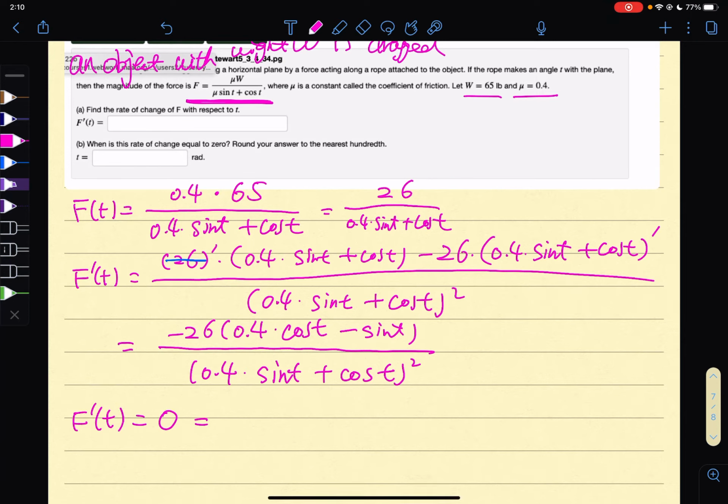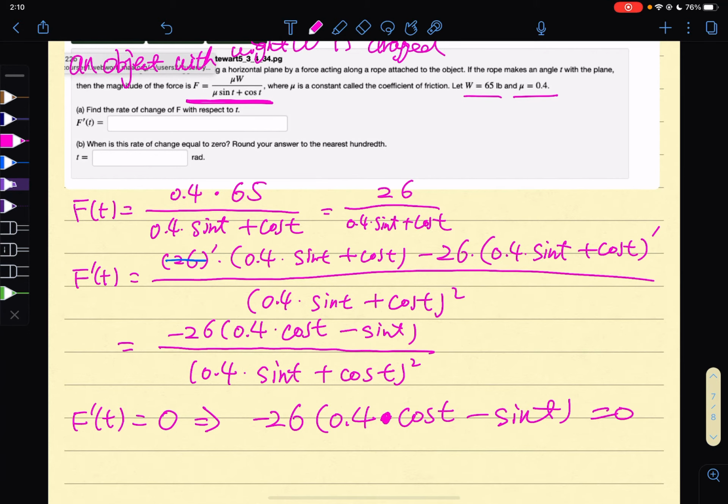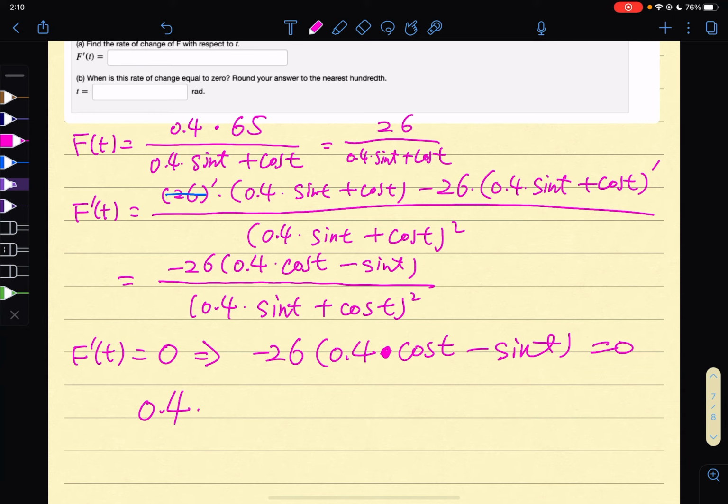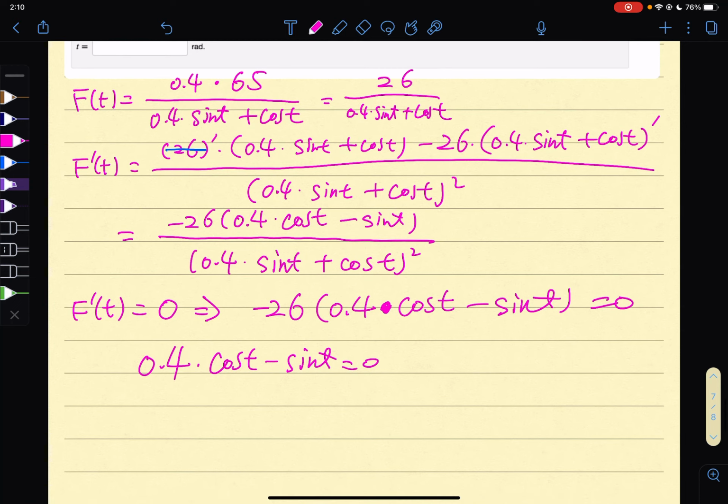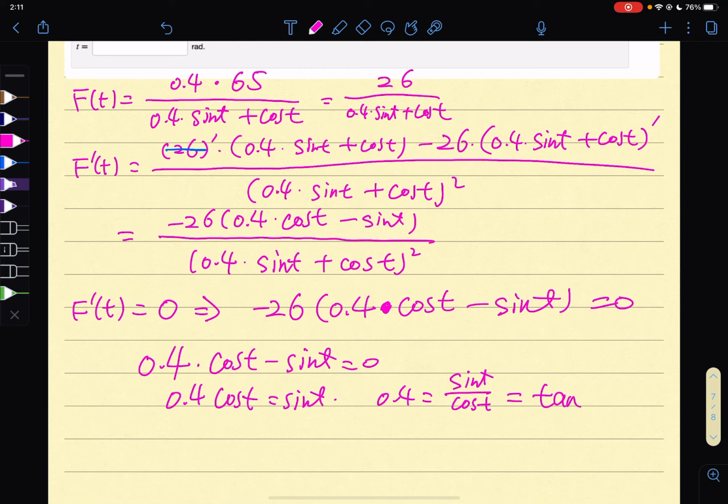If one thing divided by another equals 0, it must lead to the fact that your numerator has to be 0. So what you end up with is some expression which looks like this, right? Which equals 0. That is to say 0.4 times cosine of t minus sine of t equals 0. So you end up with 0.4 cosine t is the same as sine t. Namely, 0.4 is sine t divided by cosine t, which by the way is tangent t.